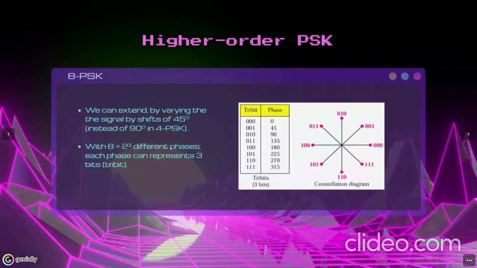The next one is higher order PSK, or we can say 8PSK. We can extend by varying the signal by a shift of 45 degrees instead of 90 degrees like in 4PSK. With 8 equal to 2 to the power of 3 different phases, each phase can represent 3 bits, or we call it a tribit. And this is the table of the 3 bits and the constellation diagram for 8PSK.